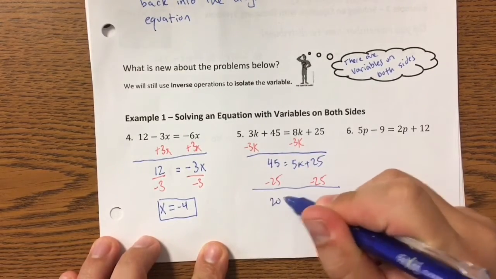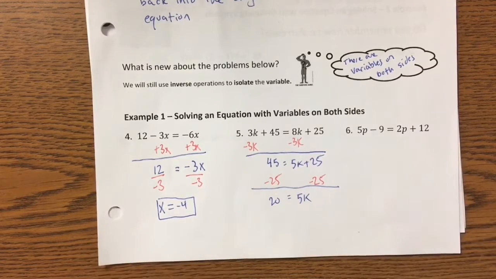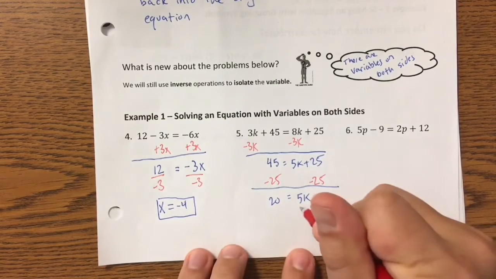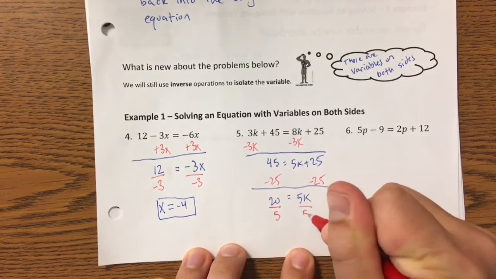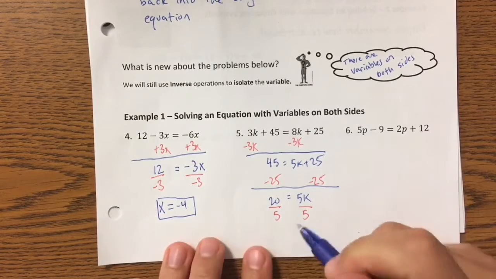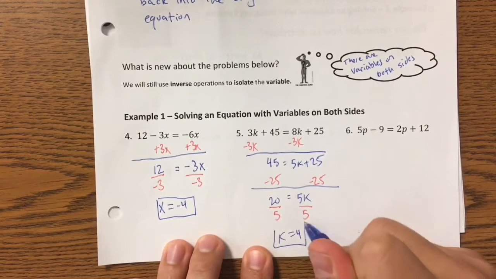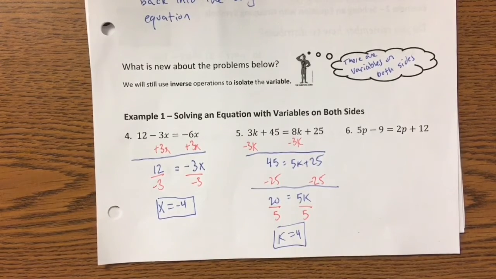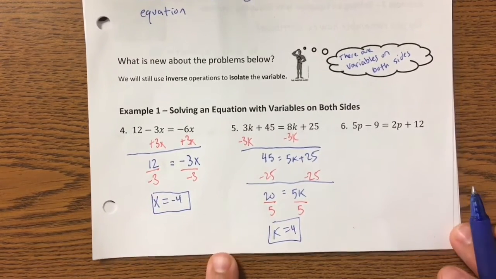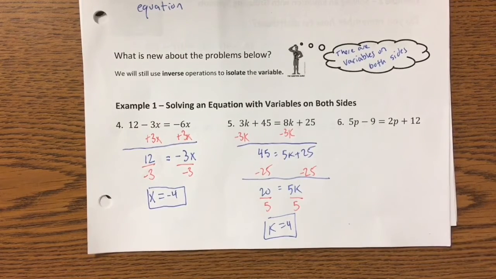So we get 20 is 5k, and so my last step, just going down the list of steps here, is to divide both sides by 5. So I get 4 equals k, so k is 4. Yes, ma'am. I did subtract 25 at the beginning, and I still got the same answer. Yeah, that's fine. You could do that.